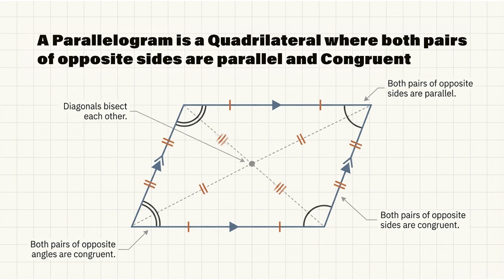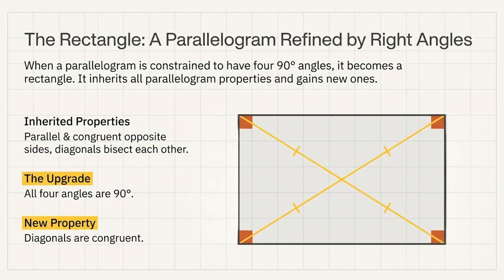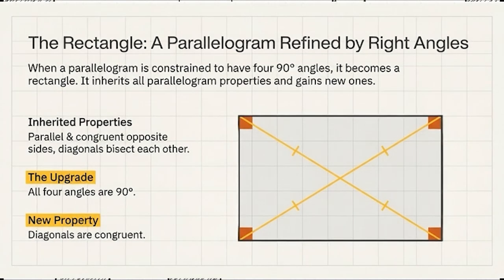Okay, time to meet the first kid. This is the rectangle. Now the rectangle is a loyal child. It inherits all of its parents' traits, but it adds one new, very specific rule for itself. A little bit of a perfectionist, this one. And what's that new rule? The special upgrade is this. All four angles have to be perfect 90-degree right angles. That's it. That one little change, but as you'll see, it has some pretty interesting knock-on effects.